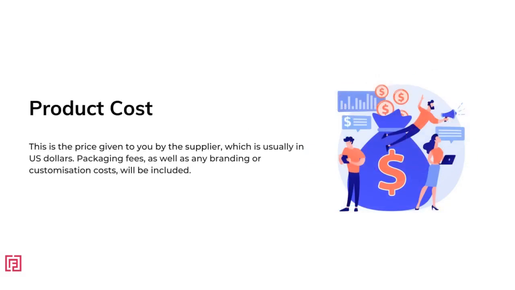Number 1. Product cost. This is the price given to you by the supplier, which is usually in US dollars. Packaging fees, as well as any branding or customization costs, will be included. In a nutshell, this is the total price you will pay your provider for your order.